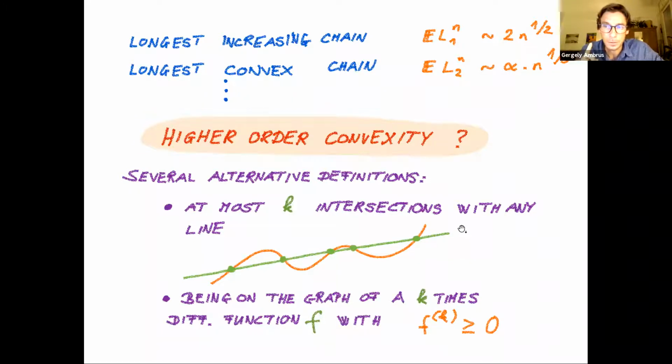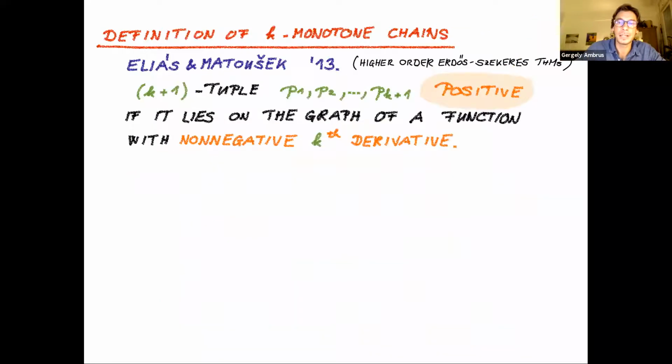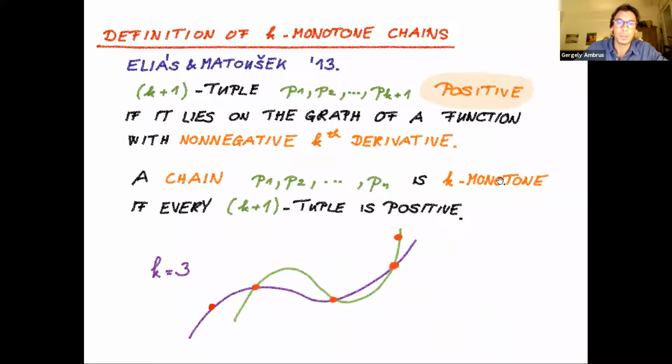So it is essentially the definition that we came up with in the second point. But there is a subtle and very important difference, namely that here we only define the positivity of a k plus 1 tuple in the first step, not all the points. And then in the second step, we say that a chain is called k monotone if any k plus 1 tuple satisfies this condition. So for example, in the case k equals 3, this is such a point set, 5 points. Any 4 points lie on the graph of a function whose k derivative is non-negative.